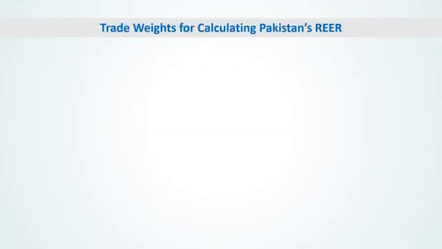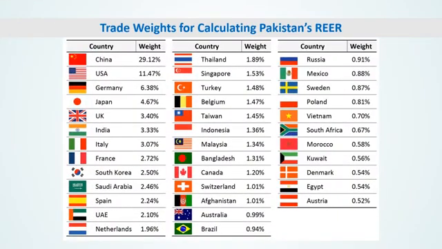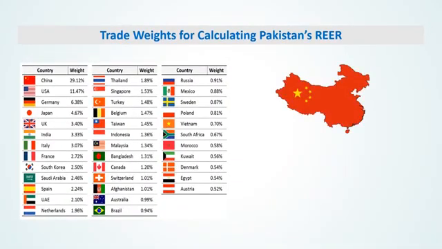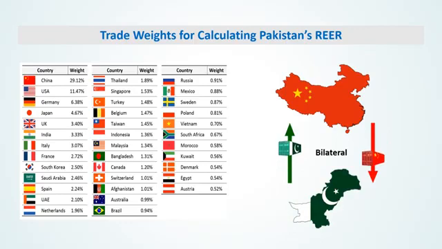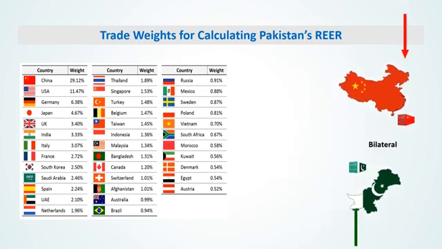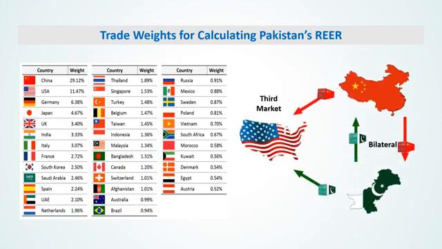Currently, the State Bank is using weights of 37 major trading partners and competitors of Pakistan for REER calculation. These weights represent not only bilateral trade volumes, but also competition in the third market. For example, the weight for China, which is 29.12%, not only reflects the trade volume between Pakistan and China, but also the competition among Pakistani and Chinese firms in a third market like the USA.